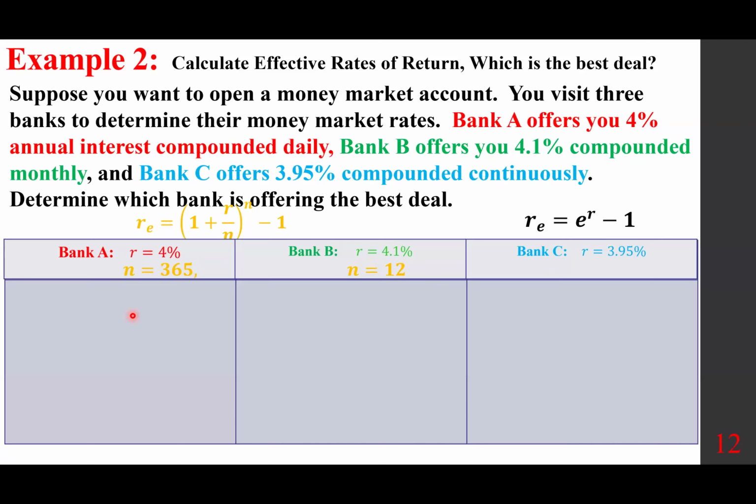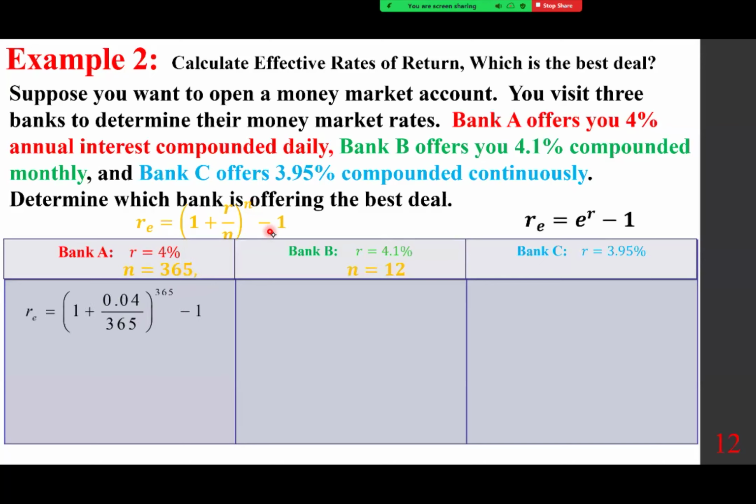Let's calculate R effective for this one. 1 plus 0.04 divided by 365, to the power of 365, minus 1. So just following this formula, using a calculator, we end up with this, which is about 4.08. And if we stop here, this 1 plus this 8 makes this go to 4.081%.